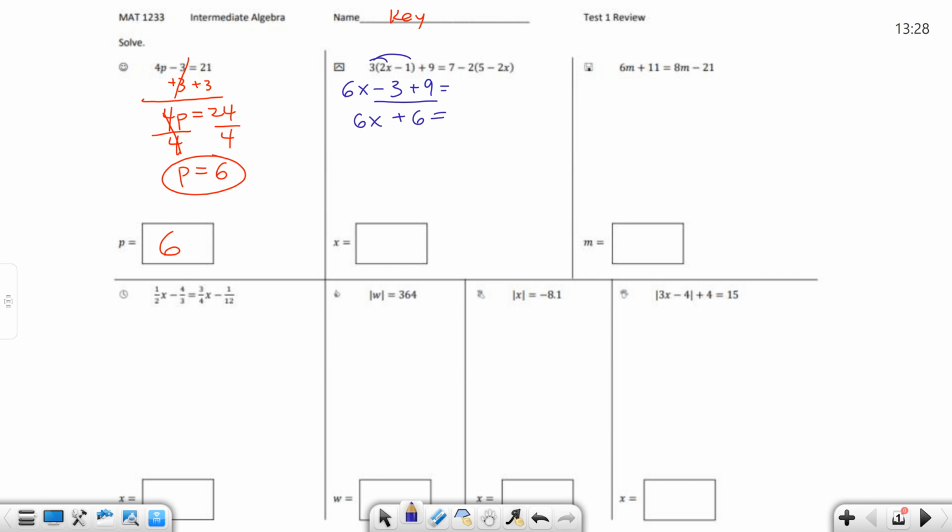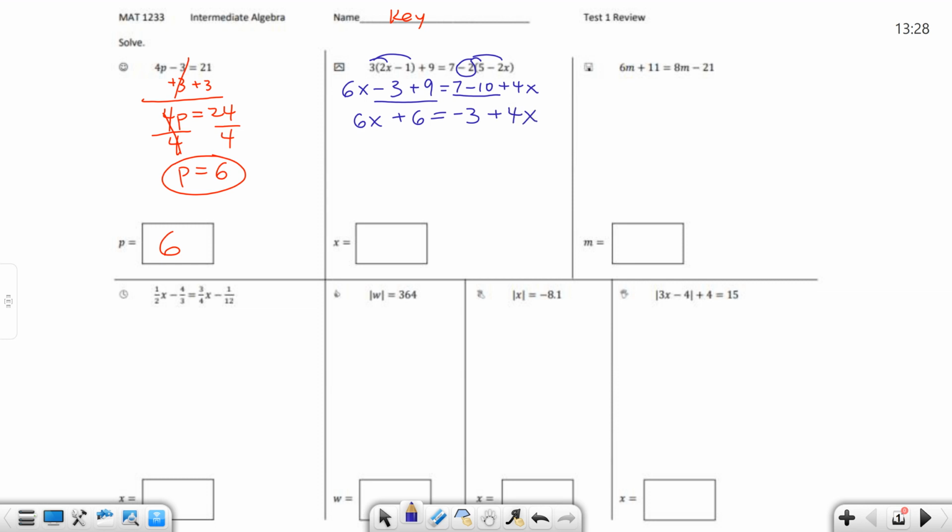On the right-hand side, I'm going to take this negative 2. I like to circle it, distribute. 7's out front. Negative 2 times 5 is negative 10. Negative 2 times negative 2x is plus 4x. Then I put my 7 minus 10 together, get negative 3 plus 4x.